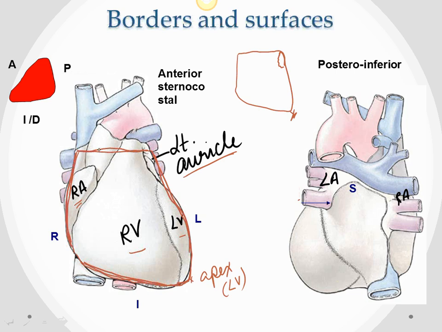And this superior border is formed by the left atrium as well as the right atrium. So both atria form the superior border. And this is the superior. The S stands for superior border. So you can see this is the part where the superior border is, left atrium and right atrium.